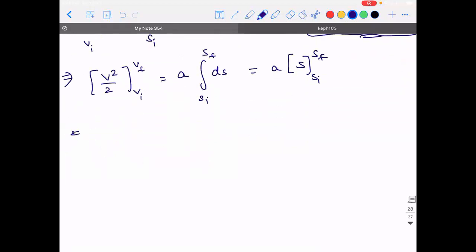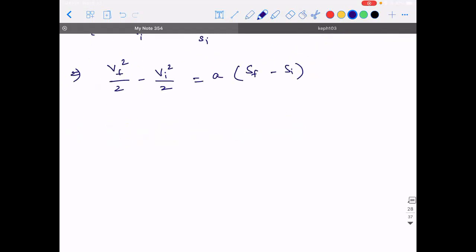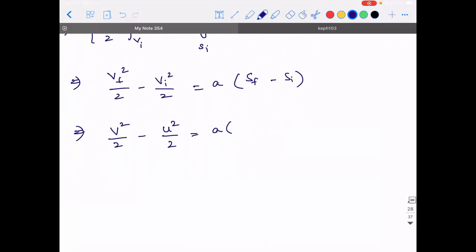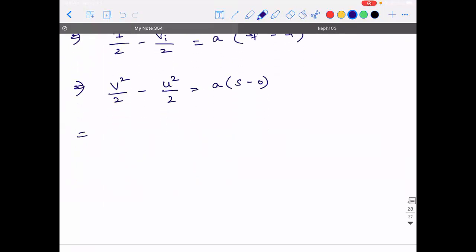So substitute the upper and the lower limit. So it is vf square by 2 minus vi square by 2 is equal to a into s final minus s initial. So vf square by 2 minus u square by 2 is equal to a into s final is how much? s. Minus s initial is 0. So which implies v square minus u square divided by 2 is equal to as, means v square minus u square is equal to 2as.